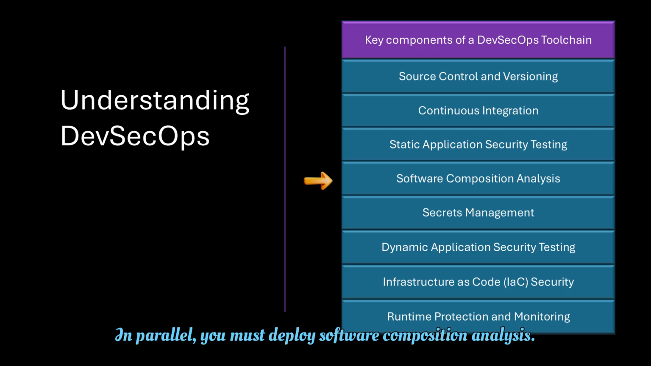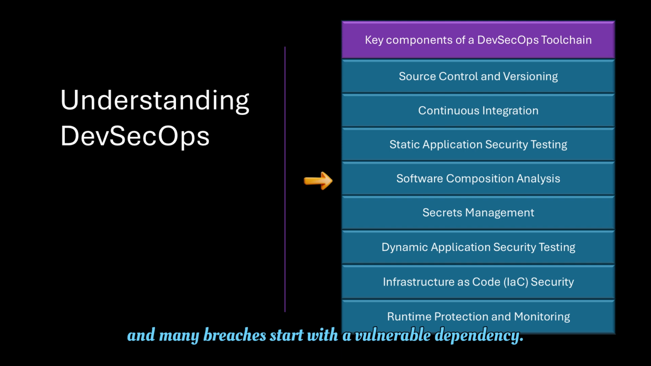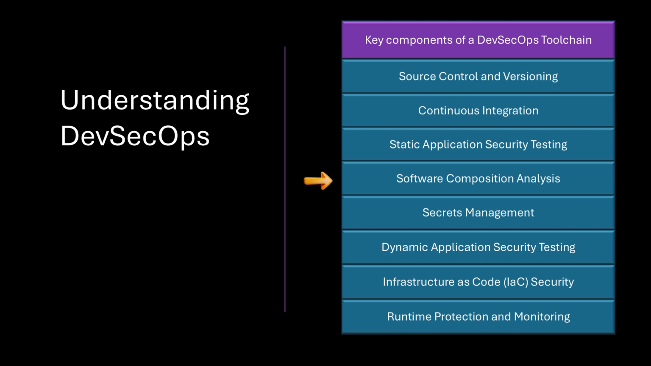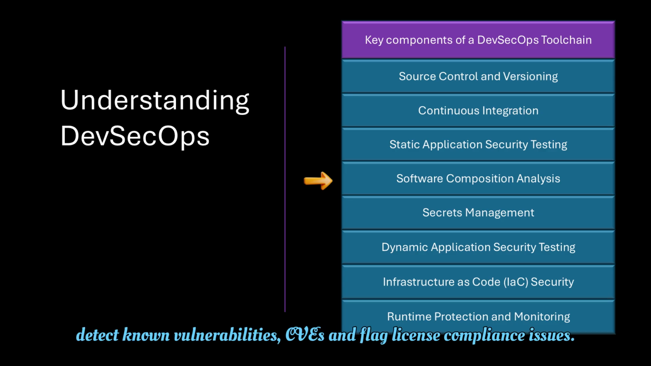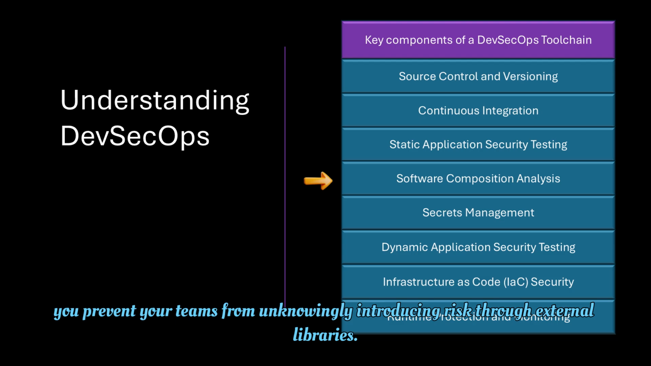In parallel, you must deploy software composition analysis. Modern applications rely heavily on open-source libraries and third-party components, and many breaches start with a vulnerable dependency. SCA tools scan your application dependencies, detect known vulnerabilities, CVEs, and flag license compliance issues. By embedding SCA early, you prevent your teams from unknowingly introducing risk through external libraries.